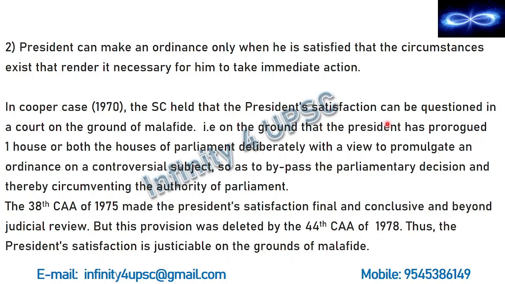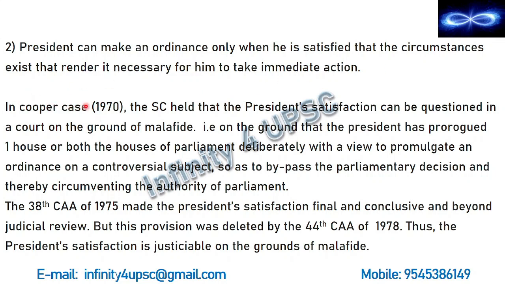So when he has both these powers, he can deliberately prorogue a house or both the houses of Parliament because he wants to issue an ordinance which is controversial in nature. And he knows that if this subject is proposed in the House, it would not be passed by the House and would not go on to become a law. So in order to bypass the entire parliamentary decision, he can circumvent the Parliament by issuing an ordinance. This is not to be done and it can be questioned in the court. This was given by the Cooper case, 1970.